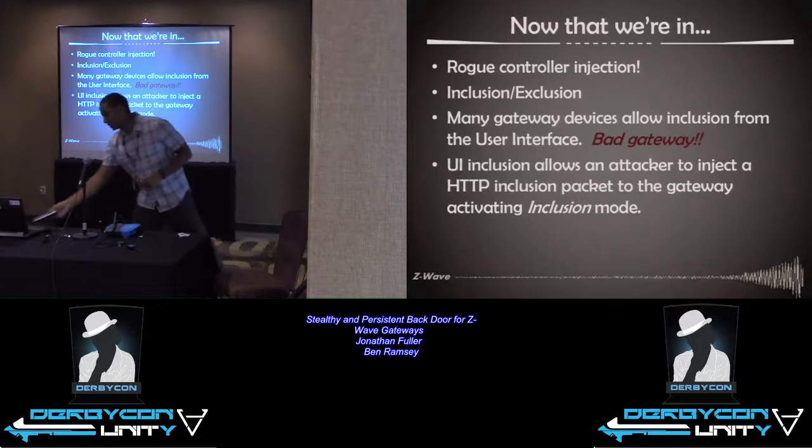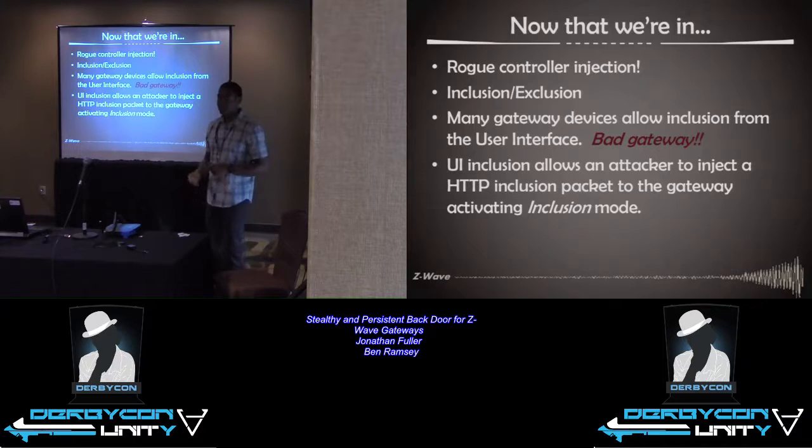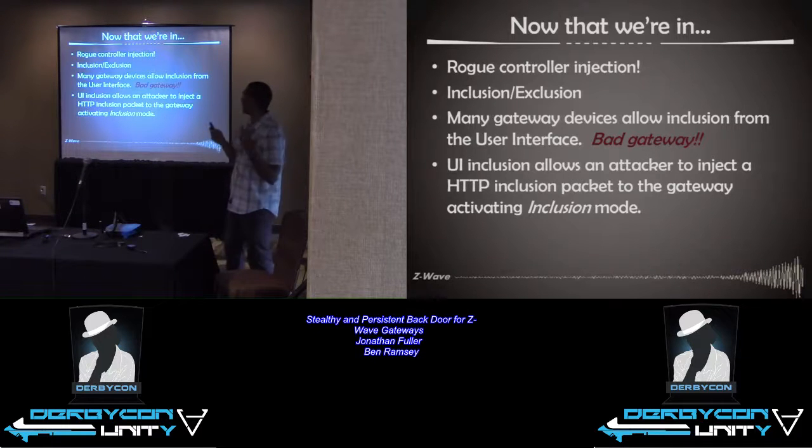With gateway devices, like the Raspberry Pi, they allow inclusion and exclusion from the user interface. You don't need physical access to the controller. Therefore, you can inject a rogue controller from outside the home, and this was tested up to 21 meters outside a home. If you get access to the wireless local area network, it's possible to inject a rogue controller into the network, maintaining access to the ZWave devices. So this one feature of UI inclusion creates serious implications.